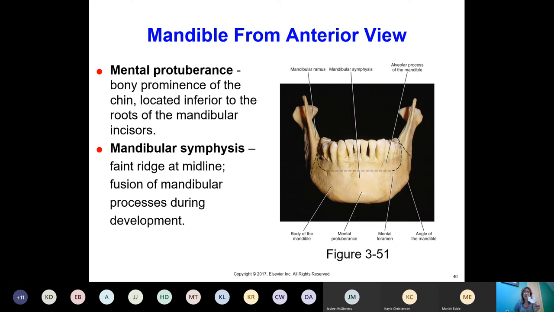From the anterior view, or looking straight at the mandible, you have your mental protuberance, which is right down here. It's your chin. It's a bony prominence of the chin located inferior to the roots of the mandibular incisors. So here's your mandibular incisors, and it's located just below the incisors. And your mandibular symphysis is a faint ridge at the midline. During the developmental process, this ridge forms. And you can kind of feel that a little bit. You have to press sort of hard, but if you do, you can feel that little bit of ridge.